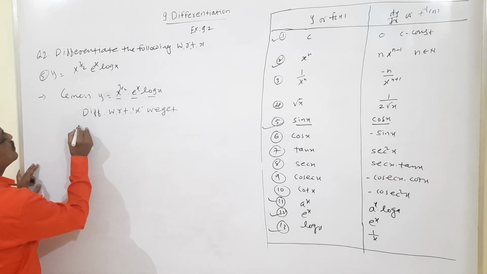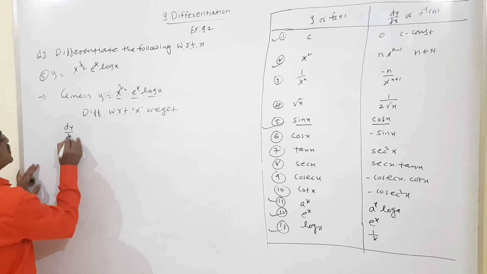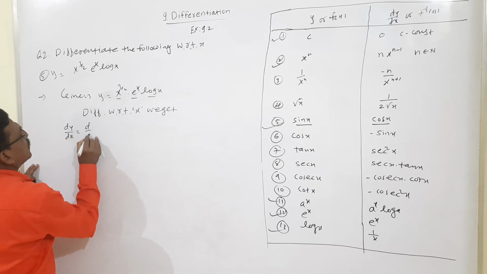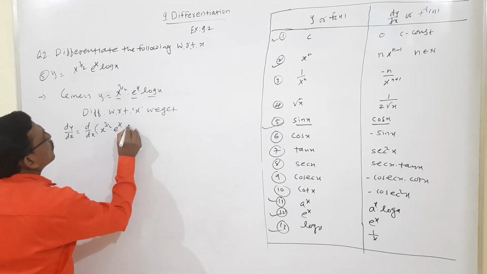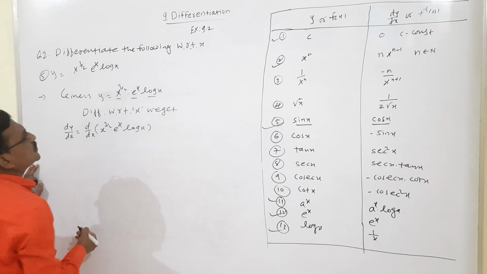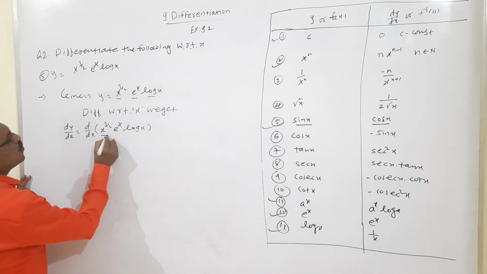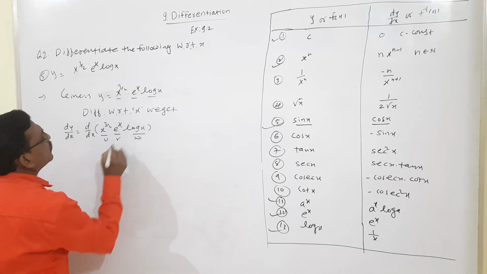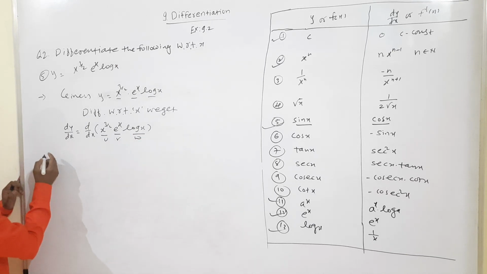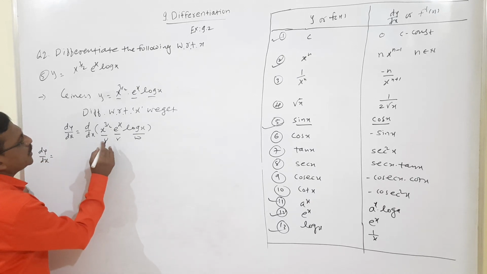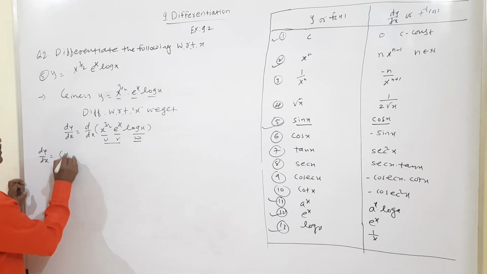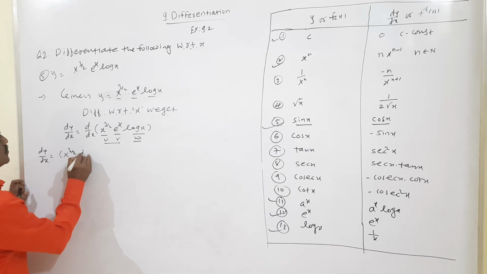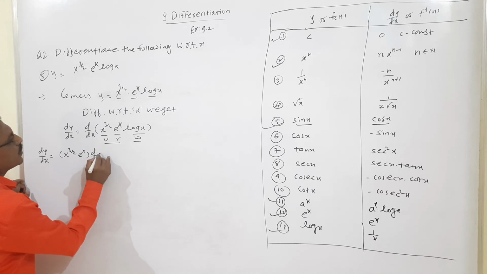Differentiate with respect to x here. Derivative of y with respect to x, dy by dx, is equal to the derivative of x to the power 3 by 2 into e raised to x into log x. So here we have u, v and w. First of all, we take these two as it is and take the derivative of w: x raised to 3 by 2 as it is into e raised to x into derivative of w, meaning log x.